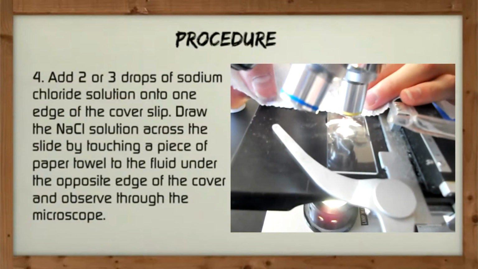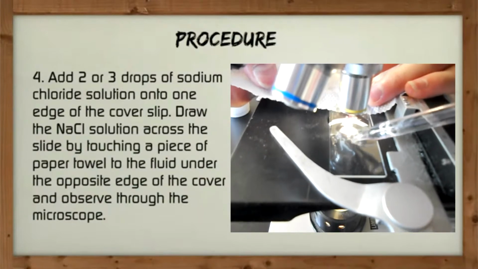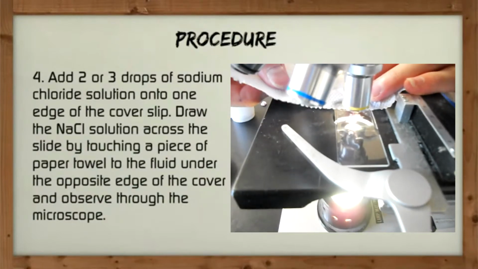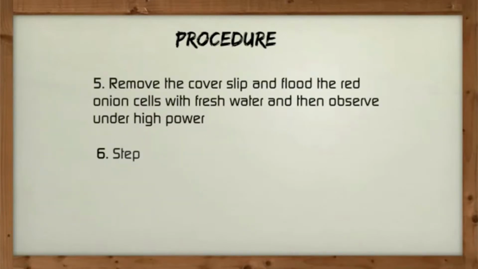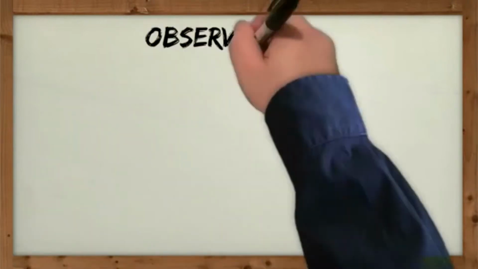Observe. Step 4. Add 2 to 3 drops of sodium chloride solution onto one edge of the cover slip. Draw the NaCl solution across the slide by touching a piece of paper towel to the opposite edge of the cover slip and observe through the microscope. Step 5. Remove the cover slip and flood the red onion cells with fresh water and then observe under high power. Step 6. Step 4 was repeated for aqueous solution.